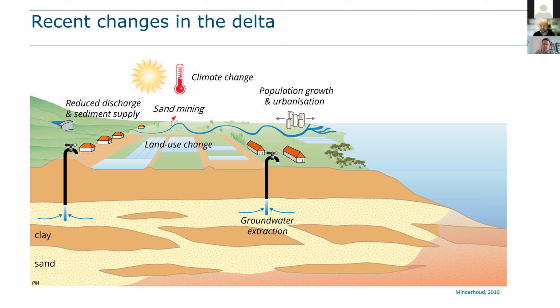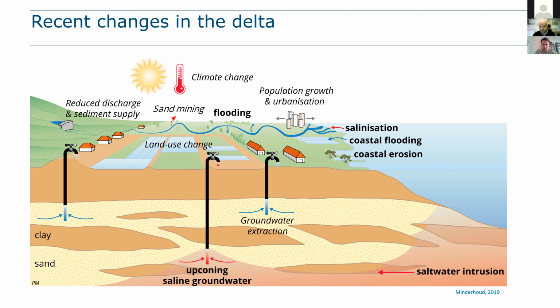And on top of that, as you all know, we have a rapidly changing climate these days. So this causes a number of challenges in deltas like the Mekong Delta. For example, there's more and more flooding happening, salinization from the seaside, coastal flooding, coastal erosion, saltwater intrusion also in the subsurface. And when you over-extract, for example, fresh groundwater, it can create upconing of salt water.